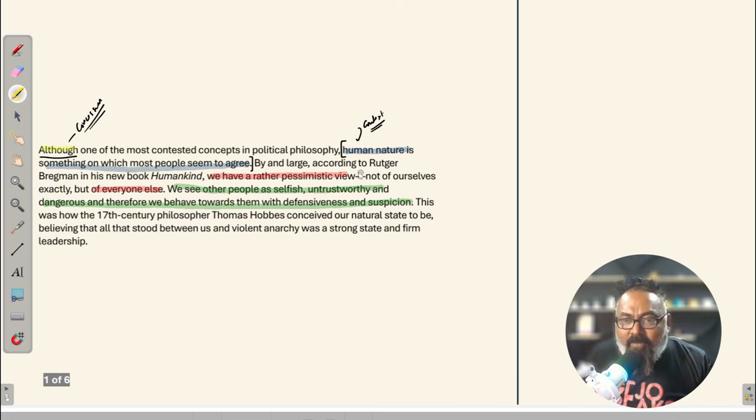Okay, so we probably will have to consider whether this fellow Rutger Bregman is important at this point in time. It's not. Why should he be important? It's in the bracket. Okay.